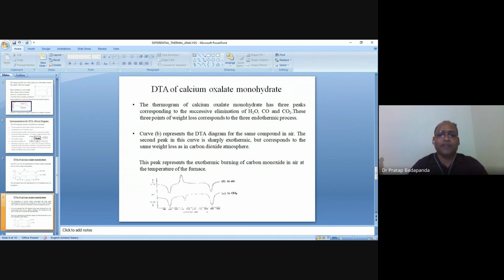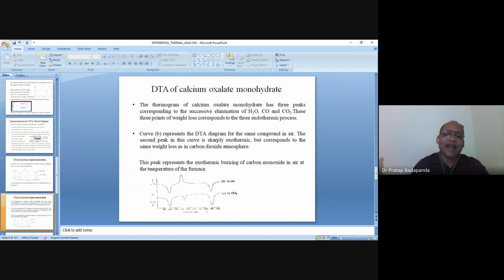Curve B represents the DTA diagram for the same compound, calcium oxalate monohydrate, but in the presence of air. The second peak of the curve is sharply exothermic, so it is in the upward direction. Now you understand: if the peaks are in the downward direction, that is endothermic, and if the peaks are in the upward direction, that is exothermic nature. So in B, the peak is in the upward direction, meaning sharp exothermic, but corresponding to the same weight loss as in the carbon dioxide atmosphere. This peak represents the exothermic burning of carbon monoxide in air at the temperature in the furnace.